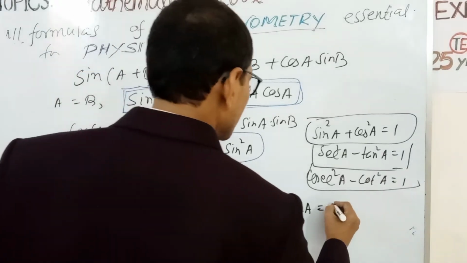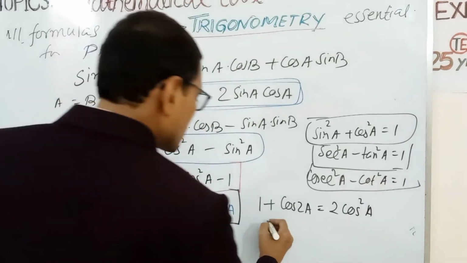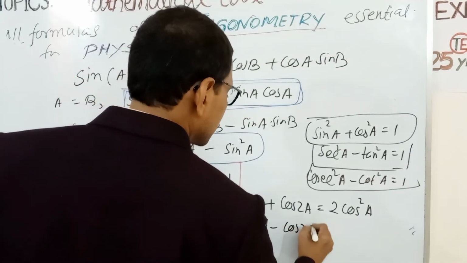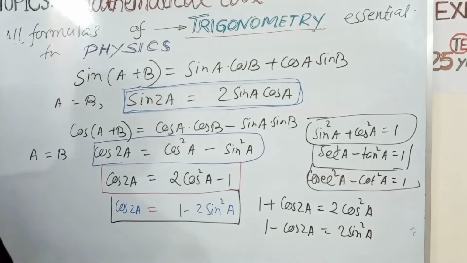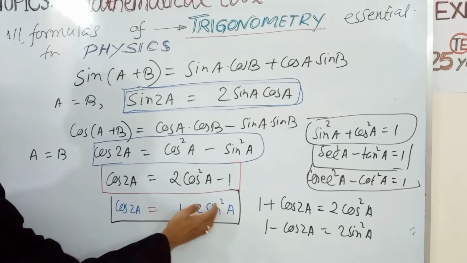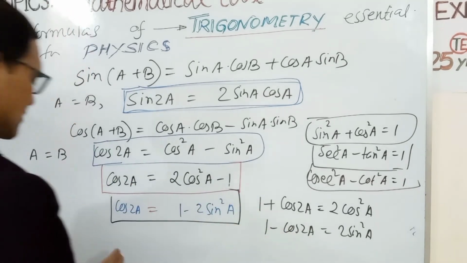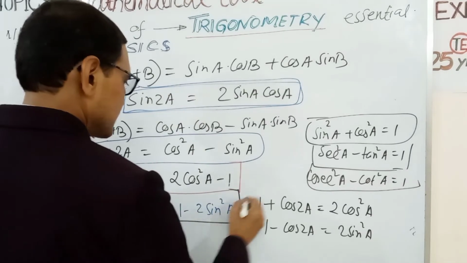1 plus cos 2a equals 2 cos square a, and 1 minus cos 2a equals 2 sin square a. You have to remember this formula in this form. So just shift here and shift here, shifting left to right, we get this formula.